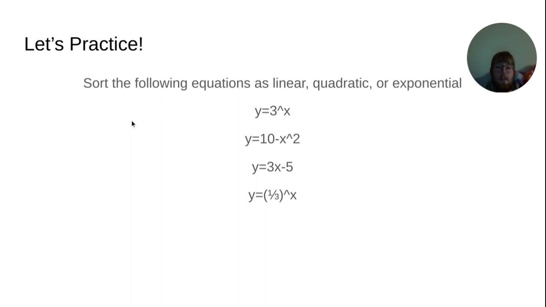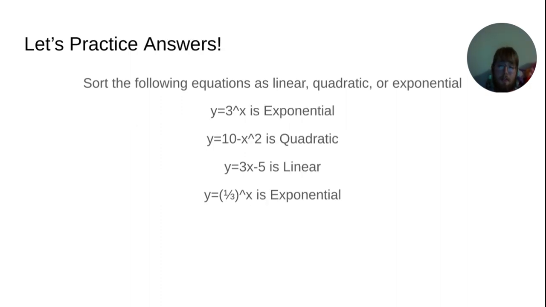So let's practice really quick. Go ahead and pause this and try and figure out if these equations are linear, quadratic, or exponential. So for our first one, we have y equals 3 to the power of x. Our second one, we have y equals 10 minus x to the power of 2, or x squared. We have y equals 3x minus 5, and y equals 1/3 to the power of x. Go ahead and try and figure out if these are linear, quadratic, or exponential.